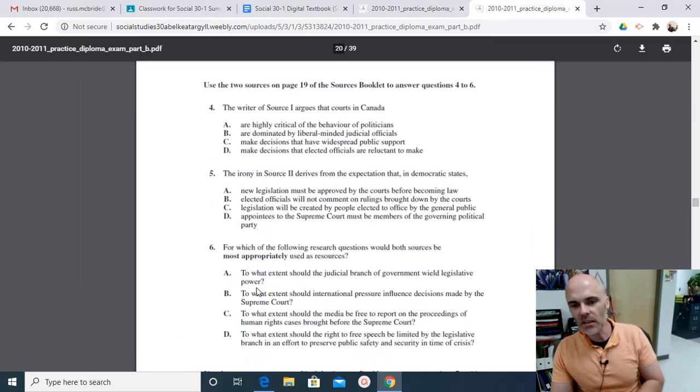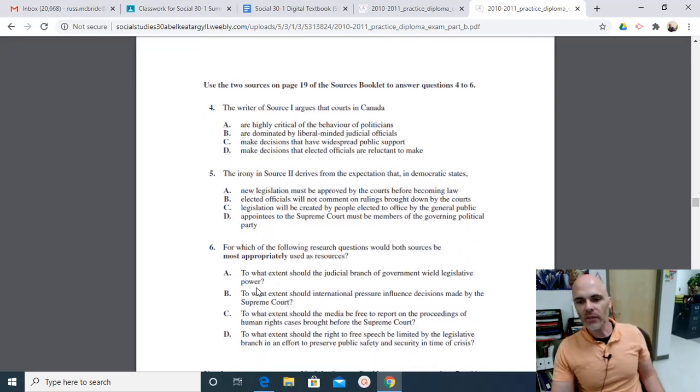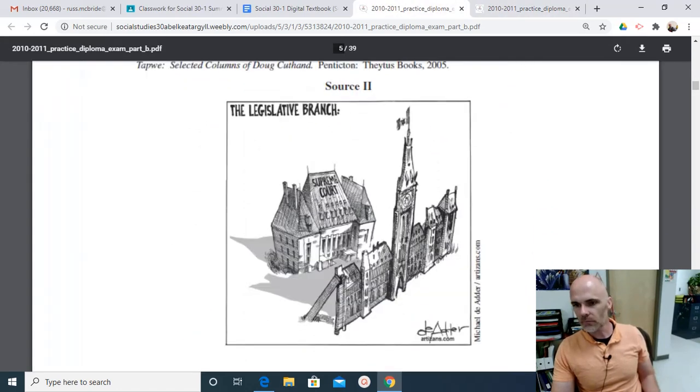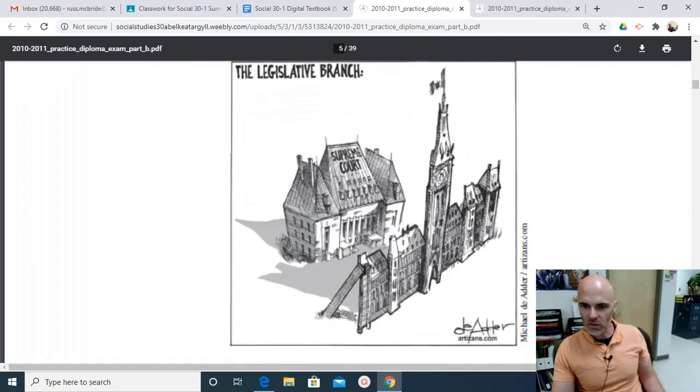The irony in source 2 derives from the expectation that in democratic states, so we haven't looked at source 2 yet, but let's look at the irony. So source 2, we have a cartoon, the legislative branch, and in fact, you have the House of Commons with the Peace Tower. You have the House of Commons here, and in the background, you have the Supreme Court, and the House of Commons is just seen as like a facade.